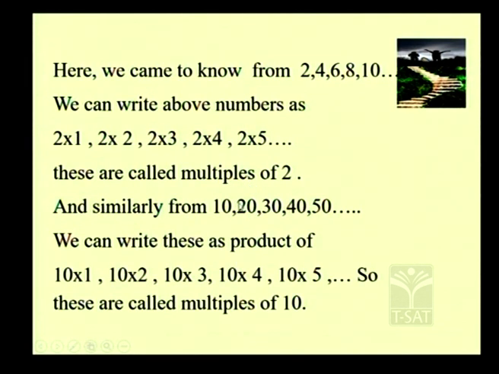And similarly, from 10, 20, 30, 40, 50, we can write this as a product of 10 into 1, that is 10, 10 into 2, that is 20, 10 into 3, that is 30, and 10 into 4, that is 40, and 10 into 5, that is 50, and so on. These are called multiples of 10.